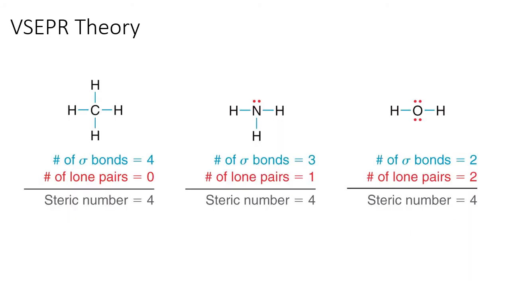So when we're talking about VSEPR theory and we're thinking about how many domains, or sometimes it's called steric number, there are around a central atom in order to determine its family, we're counting the lone pairs and the number of bonding pairs. So in something like methane, we have 4 bonding pairs and no lone pairs. So this would be an example of AX4.